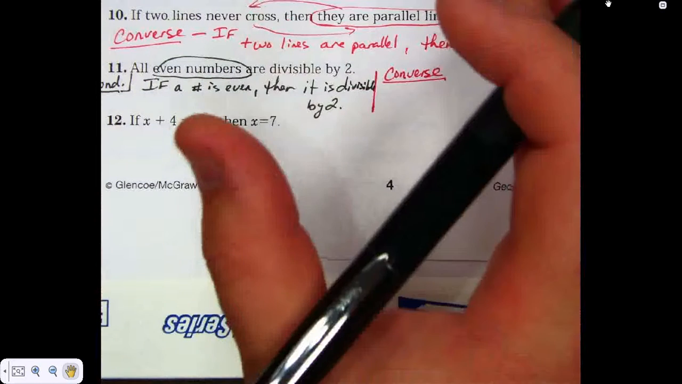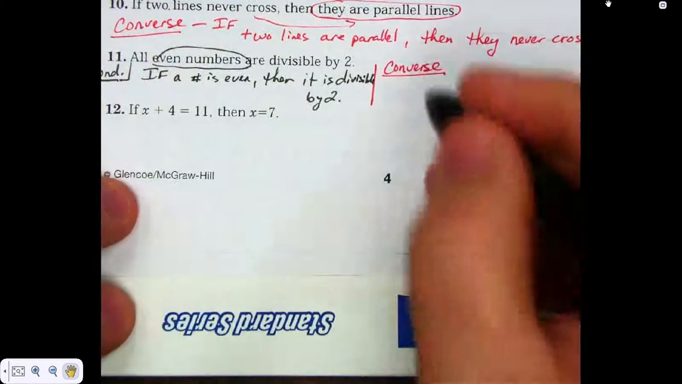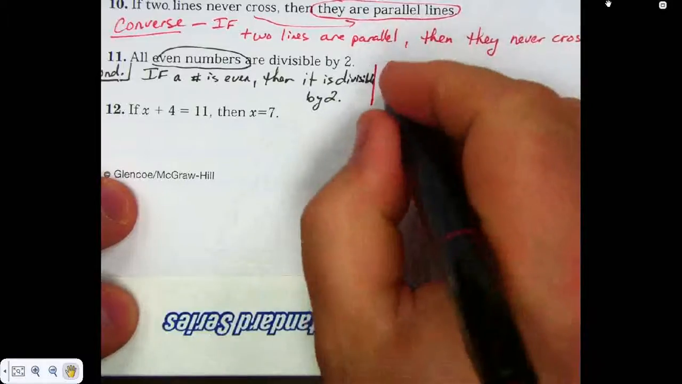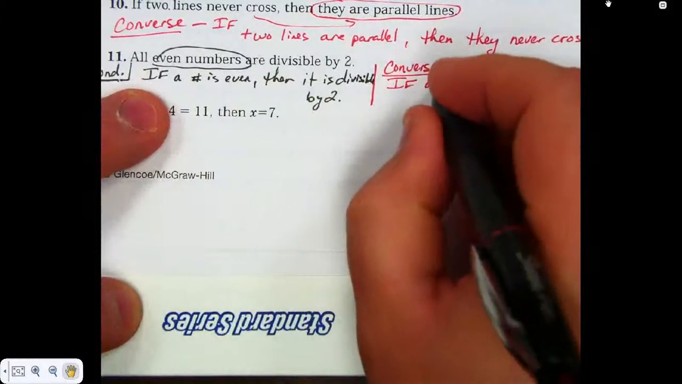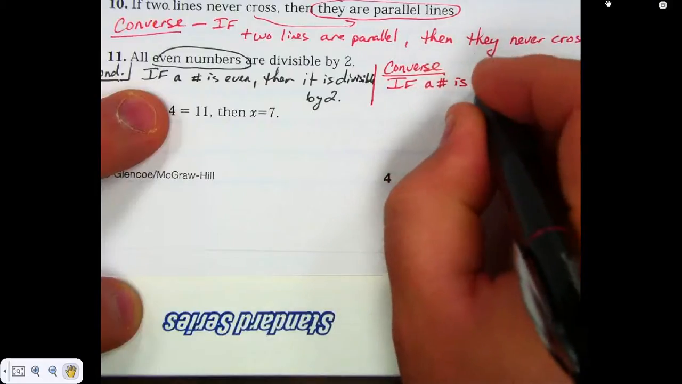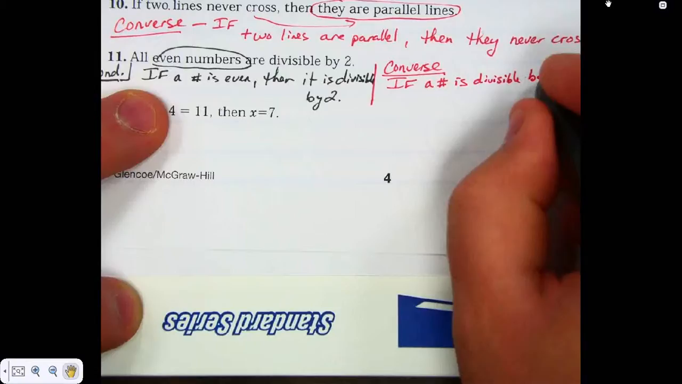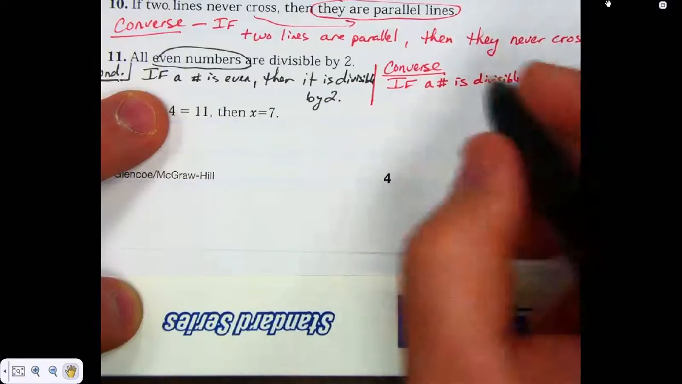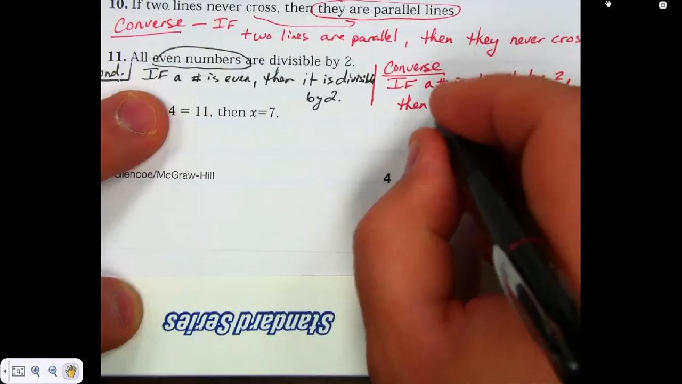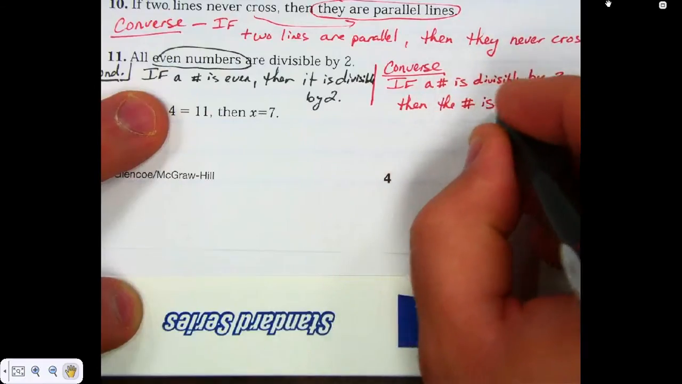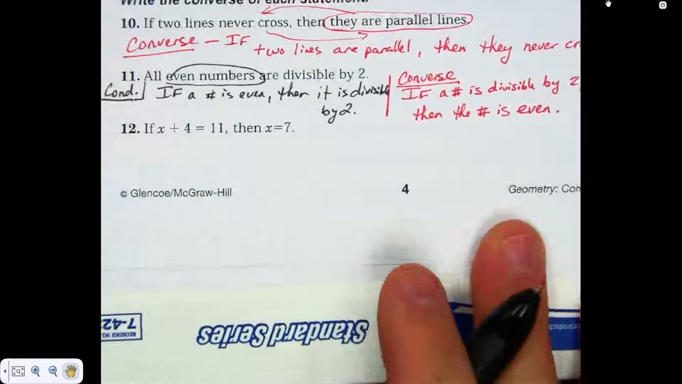Now does it seem easier to make this into a converse than flip it? If what? A number is divisible by two. Then the number is what? Even. Very important that you write this down.